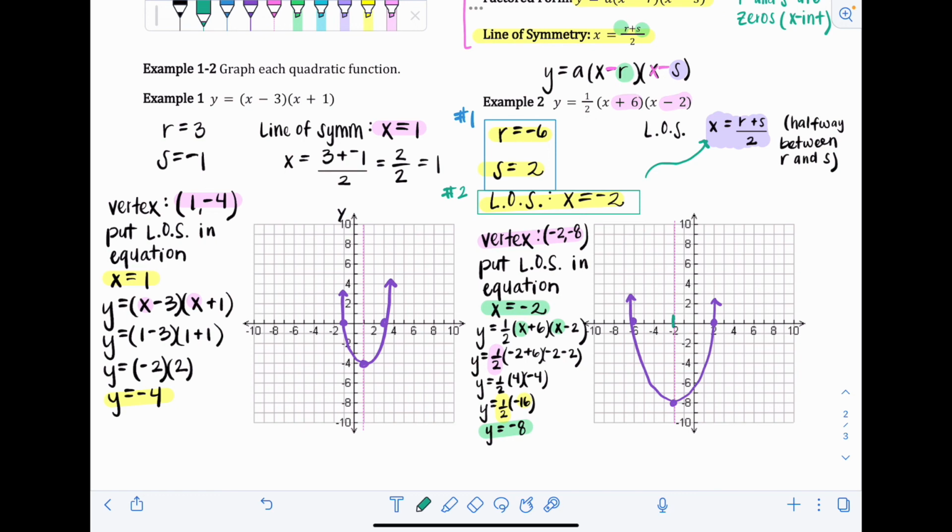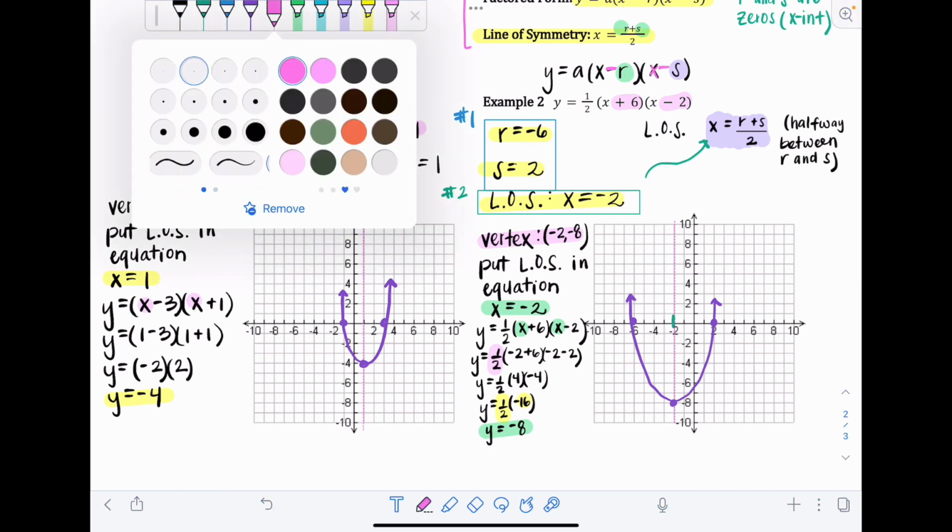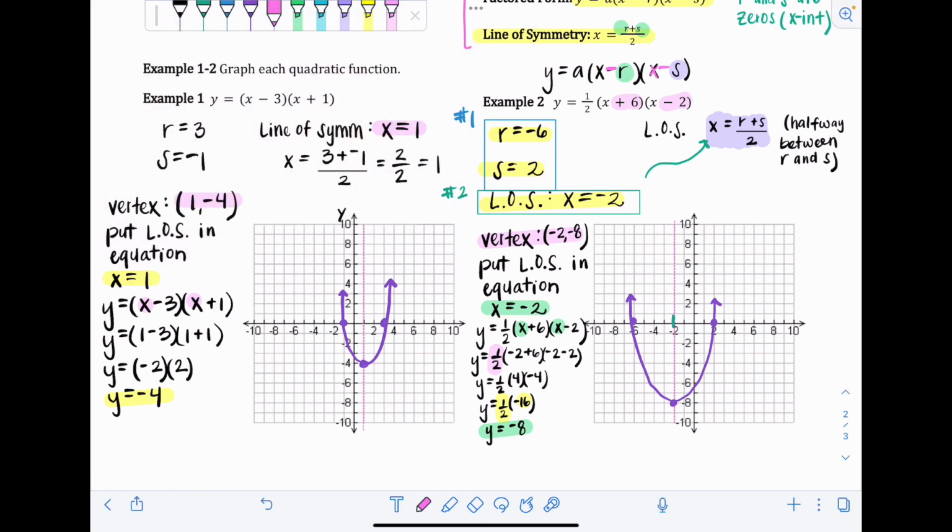And then the third step is this whole mix of things right here. The third step is to put the line of symmetry in the equation. Whatever you get for the line of symmetry, put it in, and that'll give you the y value from your vertex. And then you just put the x from the line of symmetry and the y from your vertex together, and that creates the whole point.